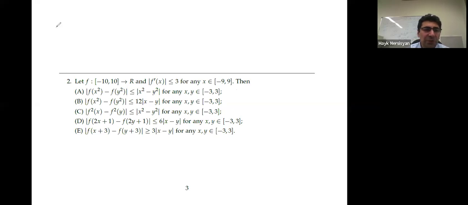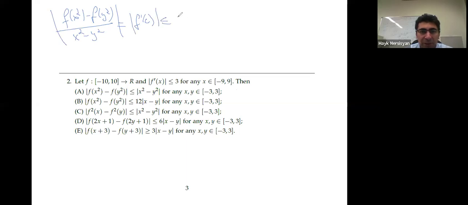If we think of the first statement, f of x squared minus f of y squared divided by x squared minus y squared is going to be f prime at some point c. So if we put the modulus here, it's less than or equal to 3. We need to get 3 here to say that statement A is correct. Without 3, statement A is wrong.